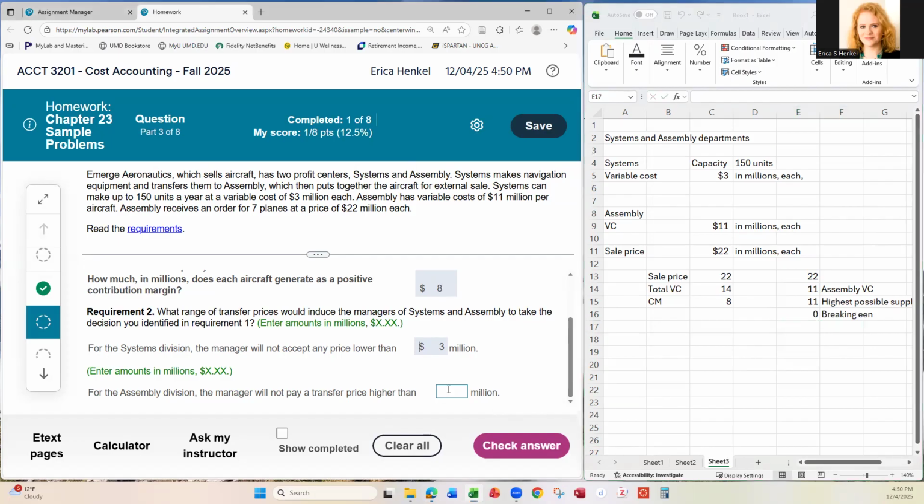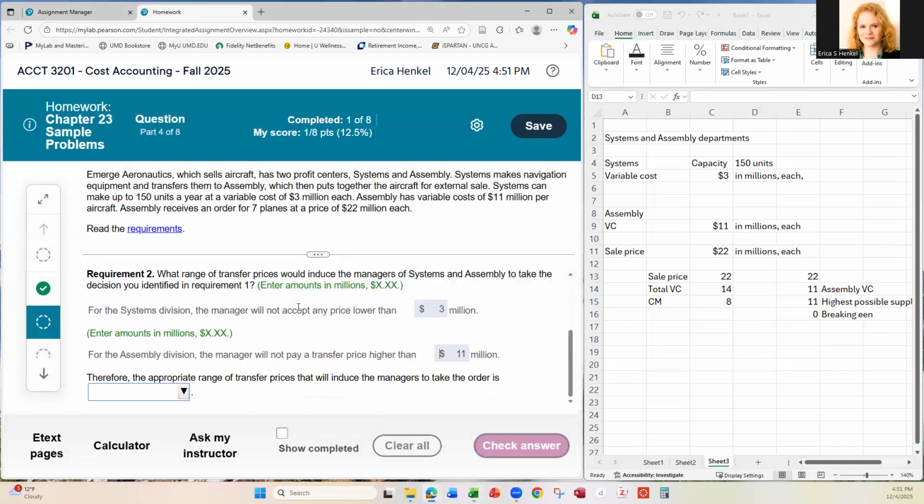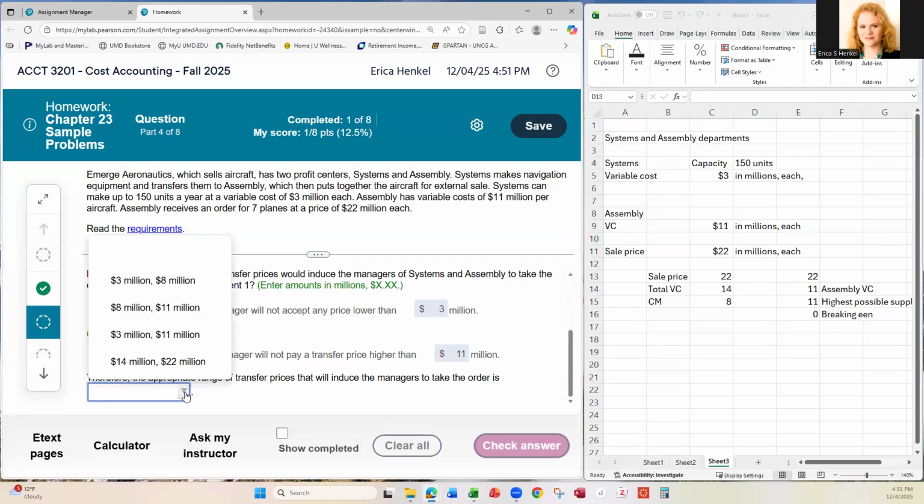It's just a coincidence that that's 11 million. Let's say the price was 24 and we had 11 million in Assembly, then the difference between those two would be 13, so we would be willing to pay Systems up to 13 to break even if the sale price was 24. So I'm just taking the difference between those two. The appropriate range for the transfer prices would be between 3 and 11 million.